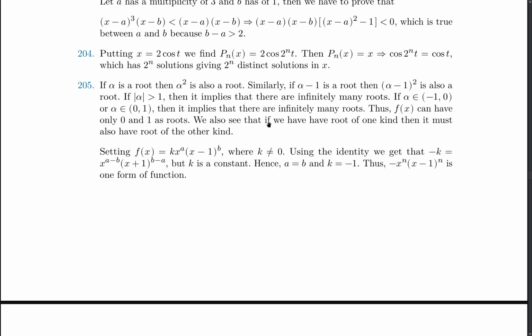We also see that if we have one root of one kind, then it must also have the root of the other kind. So f(x) would become k x^a (x - 1)^b, where k is not equal to 0. Now using the identity, we get that -k is equal to x^(a-b) (x + 1)^(b-a), but k is a constant. Hence a is equal to b and k is equal to -1, and thus -x^n (x - 1)^n is one form of the function.